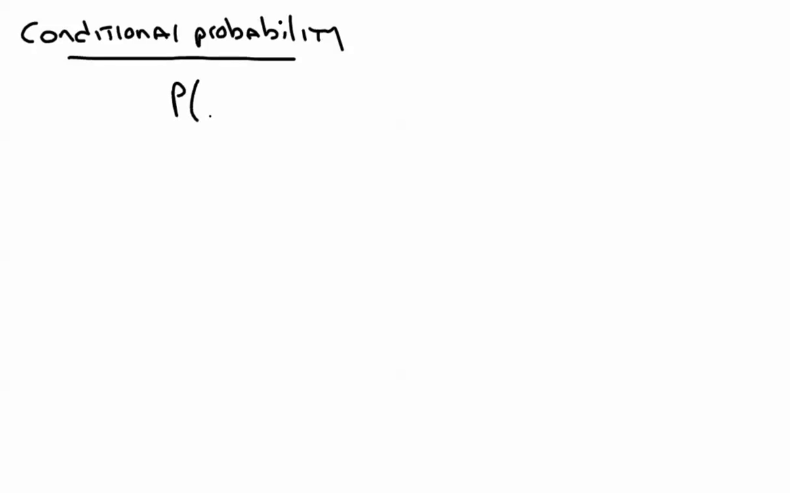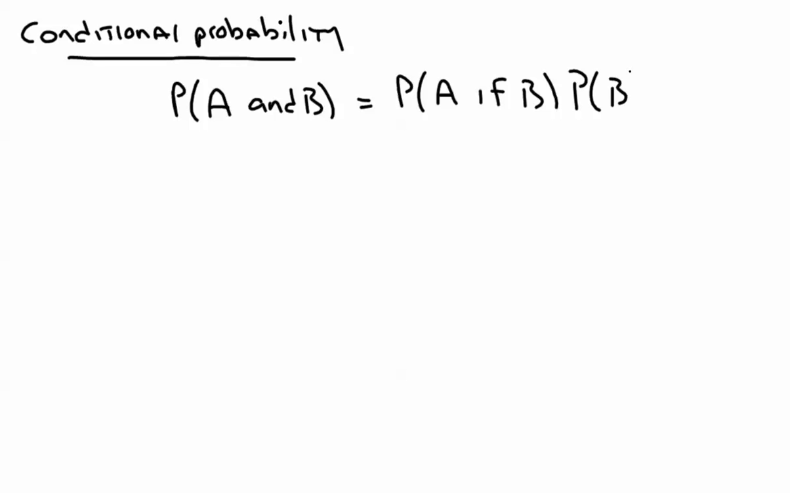The probability of A and B, the probability of events A and B occurring simultaneously, equals the probability that event A occurs if event B occurs times the probability that event B occurs. The probability of event A and B occurring simultaneously equals the probability that A occurs if event B occurs times the probability that event B actually does occur.